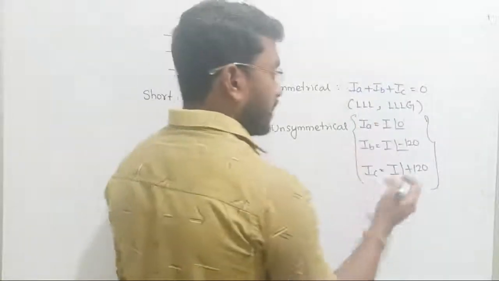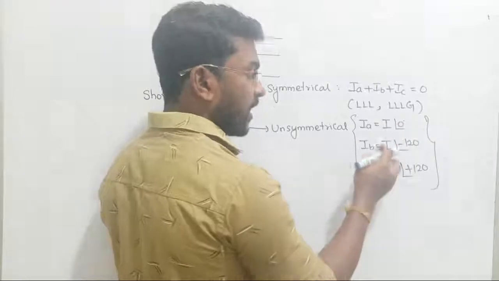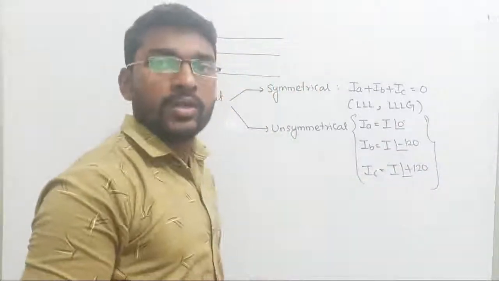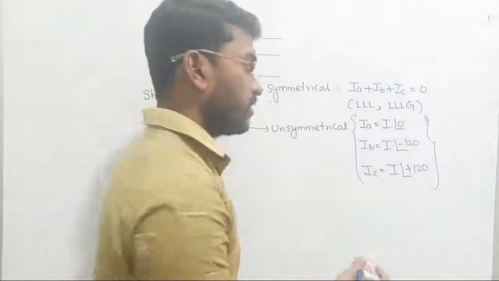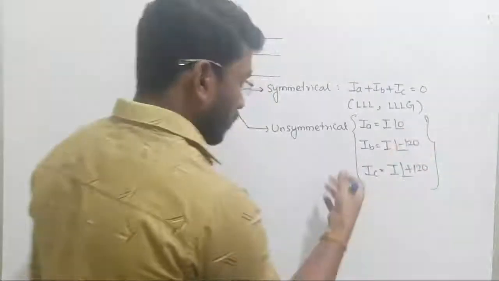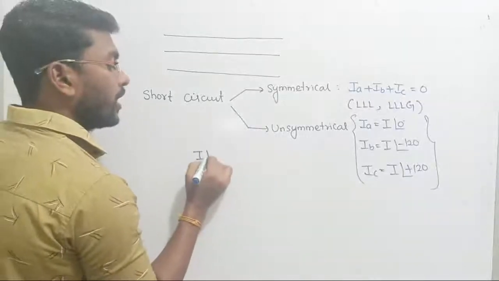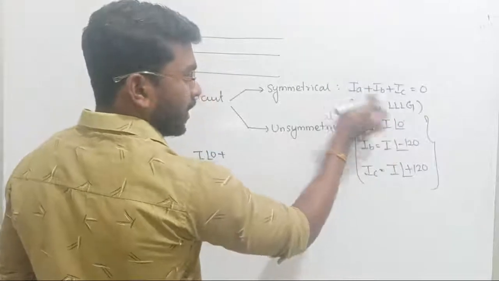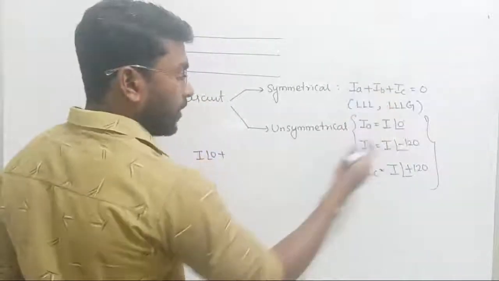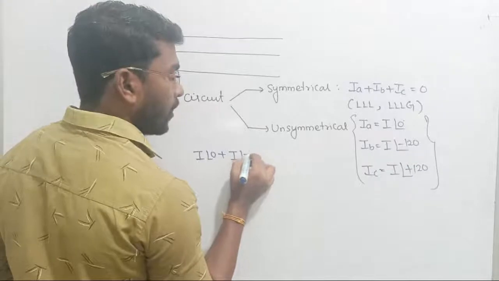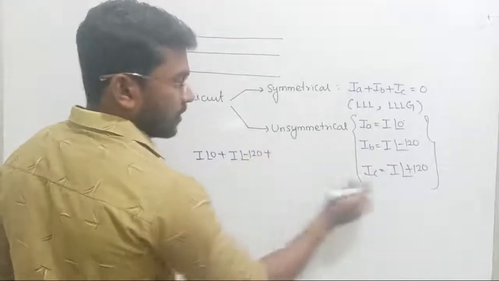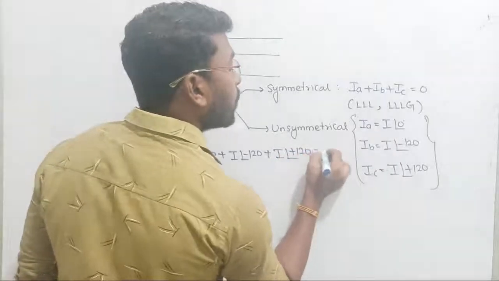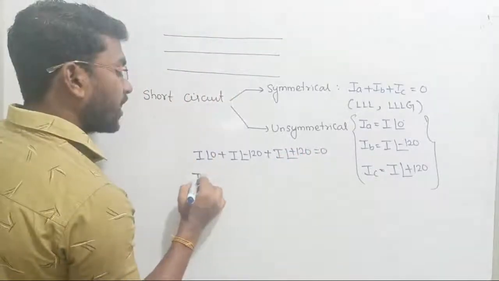So the vector addition, if I add I at an angle of 0 plus I at an angle of minus 120 plus I at an angle of plus 120, will always be equal to 0. Just take your vector addition. Here the terms are in polar coordinates, right? So IA is replaced by I at an angle of 0, IB by I at an angle of minus 120 degree, and IC by I at an angle of plus 120 degree, and the sum will be equal to 0. Now from this, just take I outside.